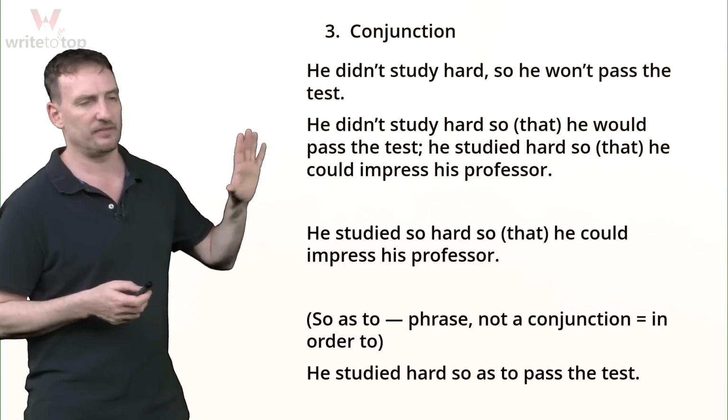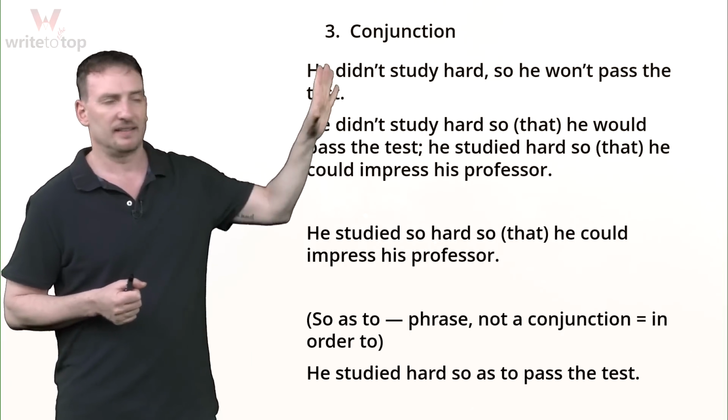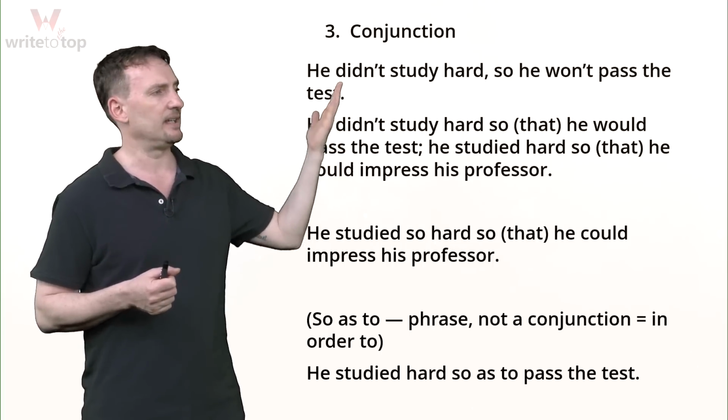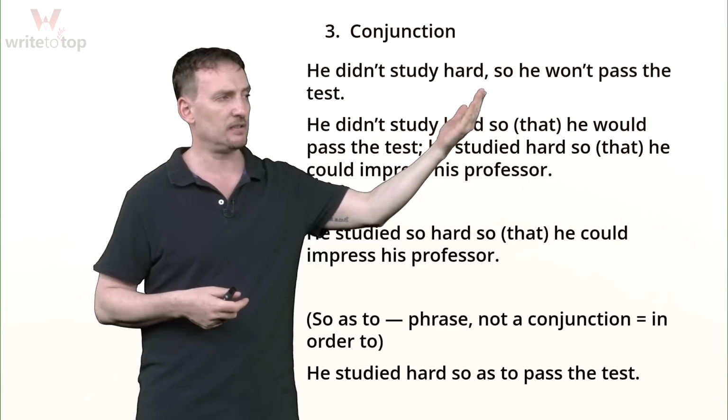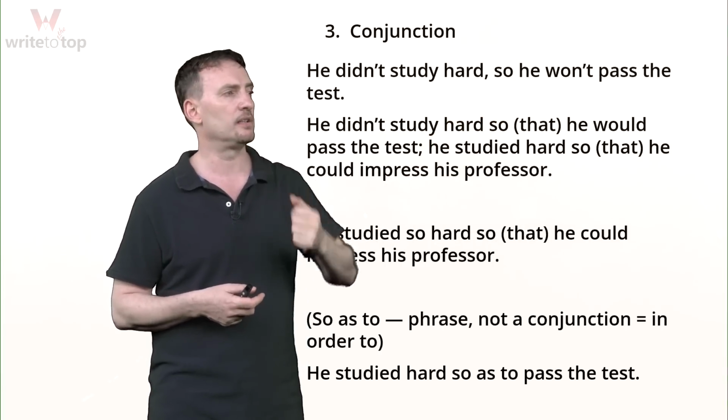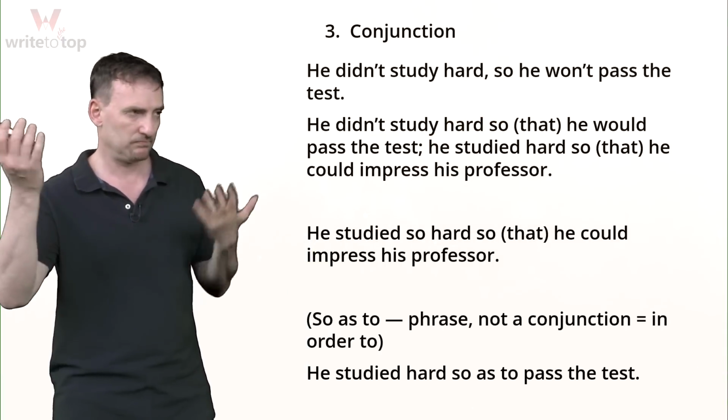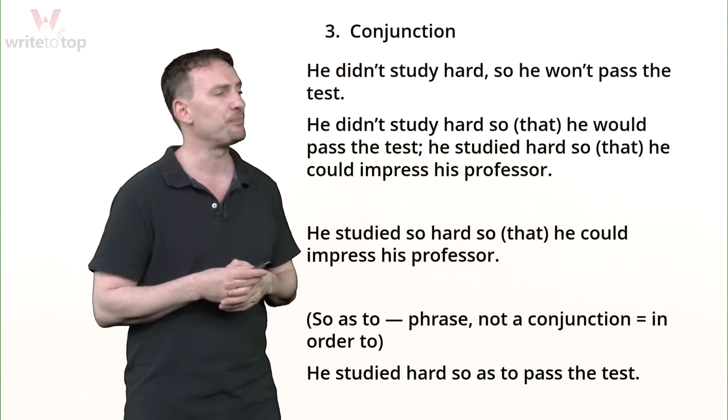Now, let's look at some more examples. Negative, doesn't matter, same idea. He didn't study hard. He didn't do this action. The result, comma, so, he won't pass the test. Don't worry about the verb tenses for now.